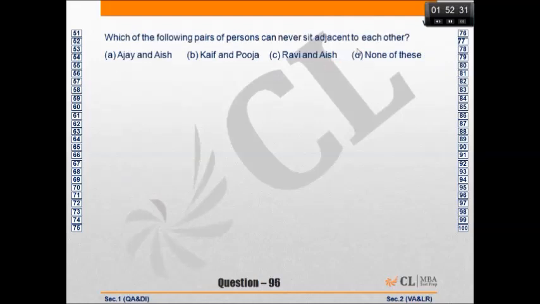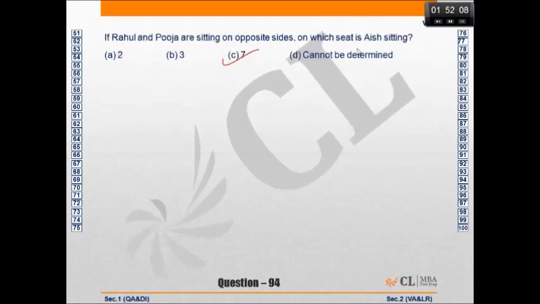Which of the following pairs of persons can never sit adjacent to each other? Okay, let me just write down separately and go back to the table. First is Ajay and Ash. Second is Kev and Pooja. Third is Ravi and Ash. Fourth is none of these. I've written this on a rough sheet.